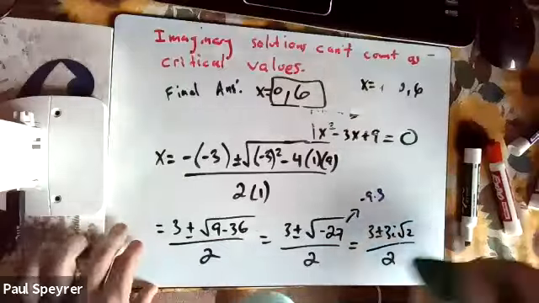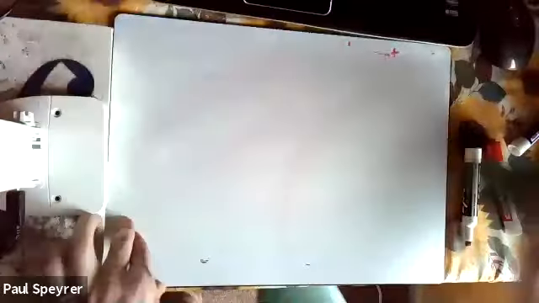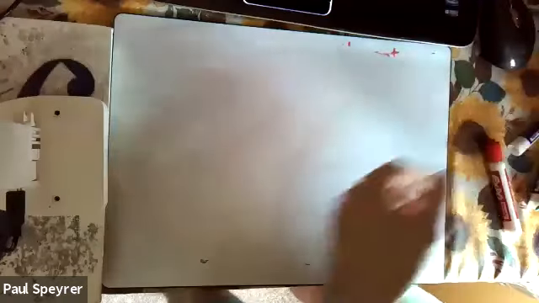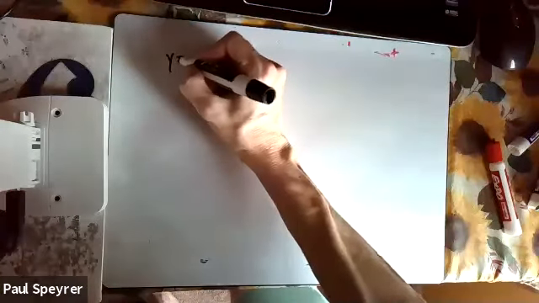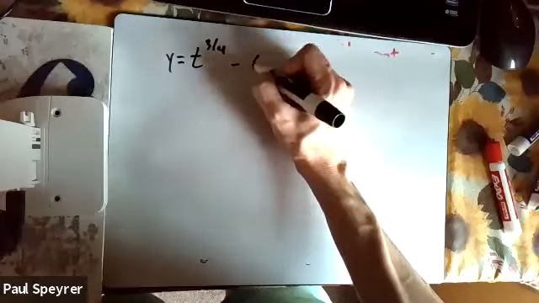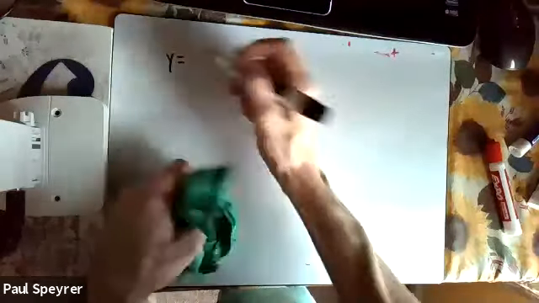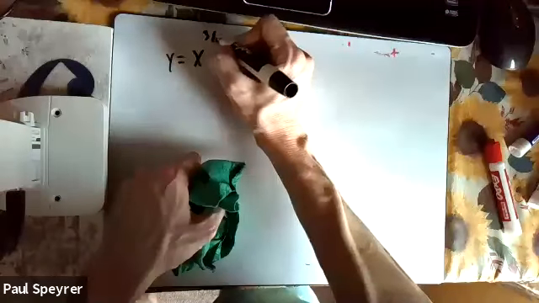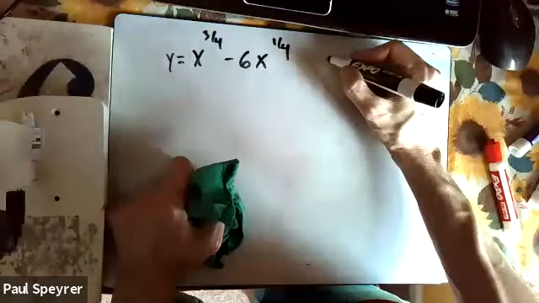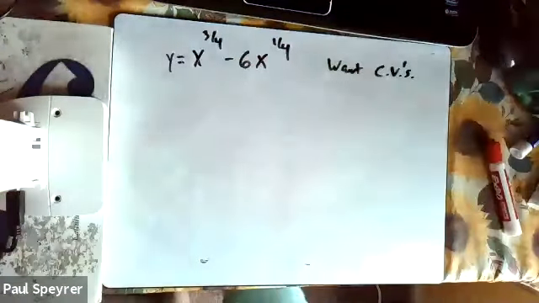Now, what about something like this? Like y equals x to the 3/4 minus 6x to the 1/4. And again, we just want the critical values, CVs. What do you have to do?